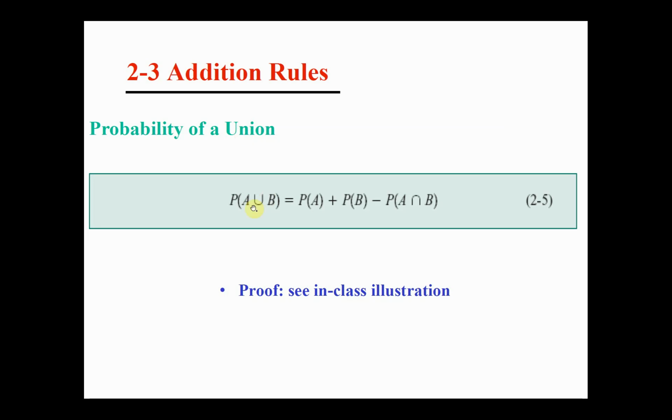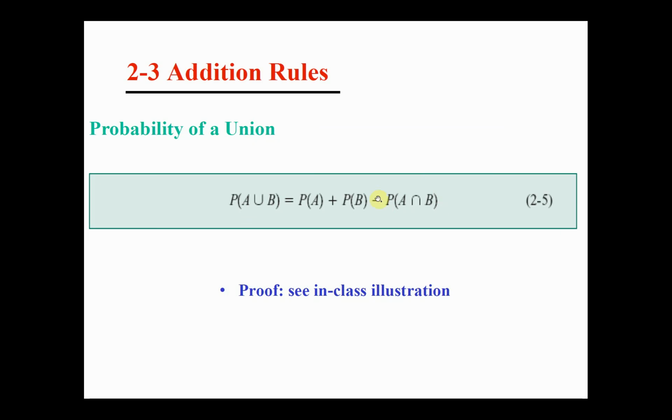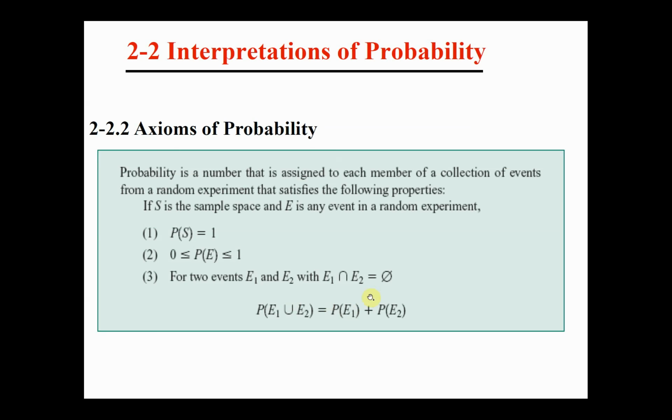It's not necessary that A and B are mutually exclusive. It's not necessary that A and B don't intersect. If they don't intersect, then this term is equal to 0. Obviously, if they don't intersect, it means that the intersection is empty and the probability of the intersection is 0, which means we go back to our axioms.